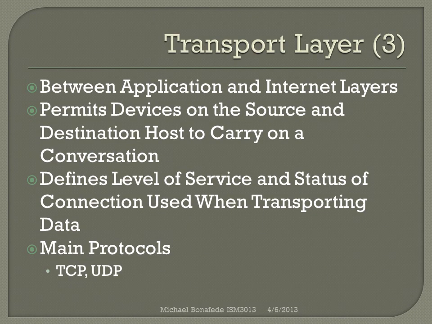The transport layer 3 is between the application and internet layer. It permits devices on the source and destination host to carry on a conversation. It defines level of service and status of connection used when transporting data. Its main protocols are TCP and UDP.